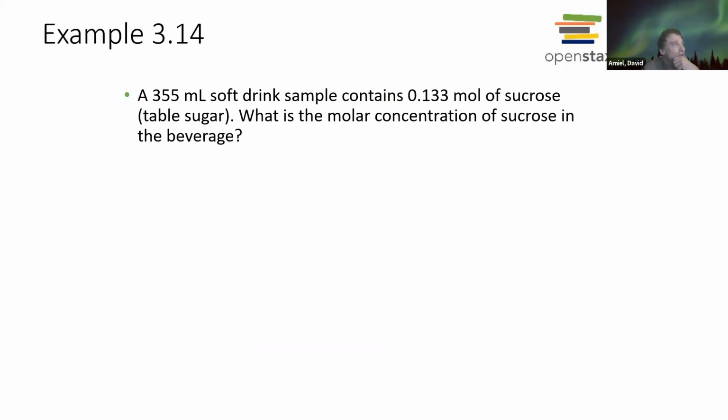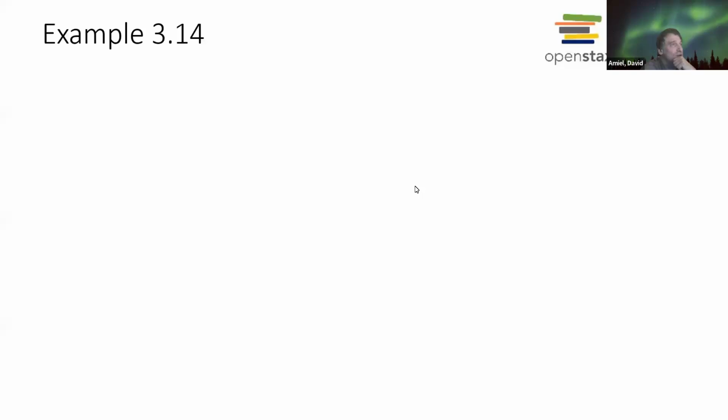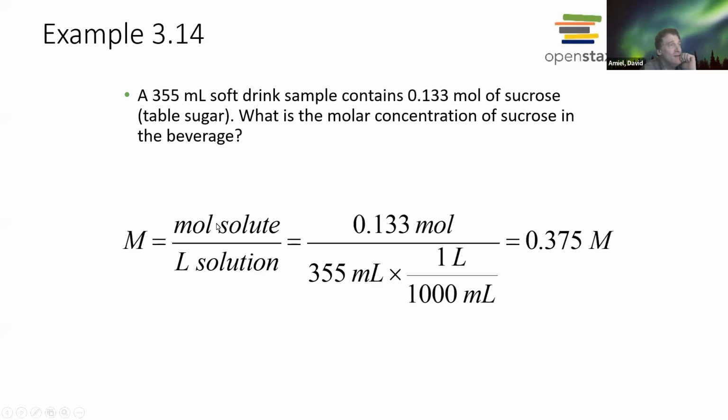So the simple problem here: you're given a 355 milliliter soft drink, and it has 0.133 moles of sucrose. What is the molar concentration of sucrose? So we're looking at this. We have our formula here. Always have the formula for this. We need the moles of the solute; 0.133 is the moles of the solute. We're given that. And we're given the volume of the whole thing in milliliters. We just need to convert that to liters. We can divide these two numbers, and that makes it a fairly straightforward problem to do.